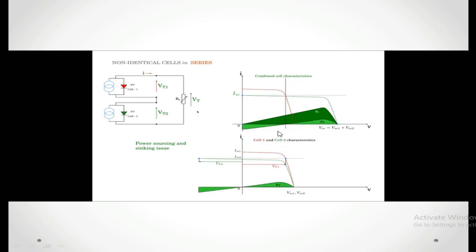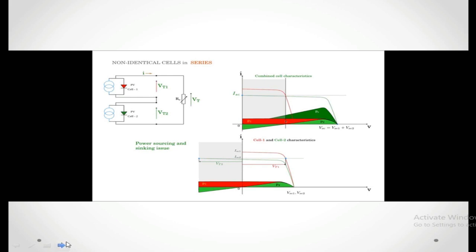This is the power curve for the second cell. To the right side of this point the power curve is positive, and to the left side of this point the power is negative. If I superimpose that, this is the negative power characteristics. The shaded one is the sink characteristics of the second cell. So this is the cell 2 power characteristics, which is negative, that is a sink of energy.